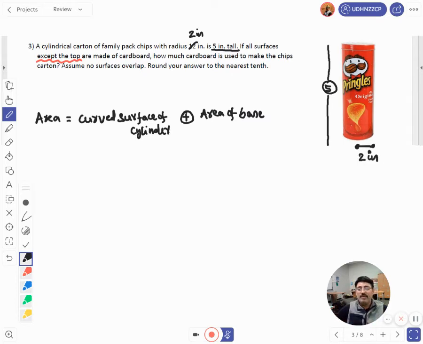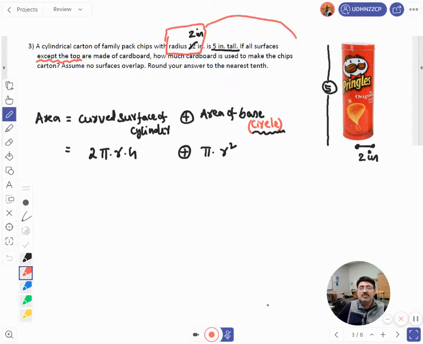You know that the base is in the form of a circle. Now, what is the curved surface area formula? It is 2 times pi times radius times h. And what is the area of a circle? It is pi times radius square. Now let me plug in these values. The radius is given as 2 inches, so wherever radius comes, I have to take 2 there.